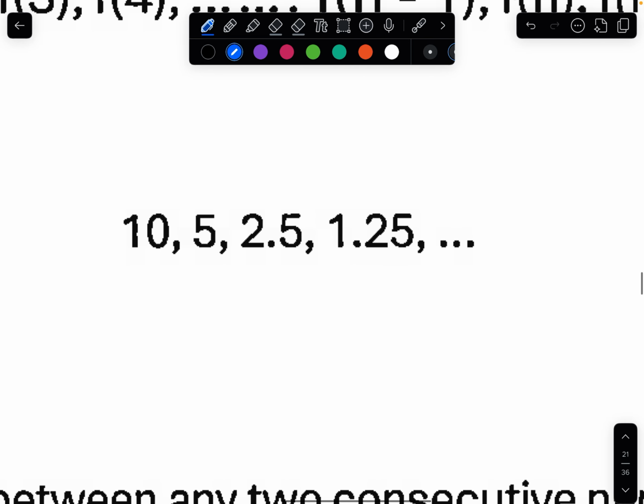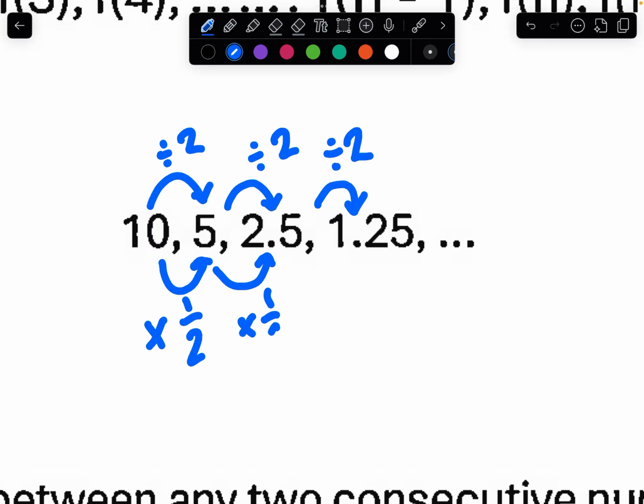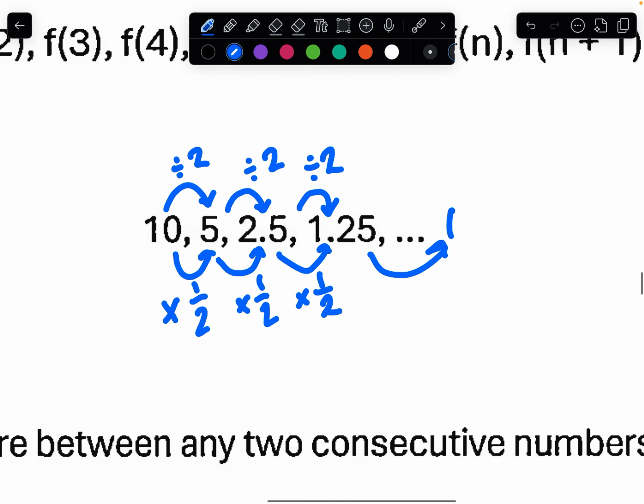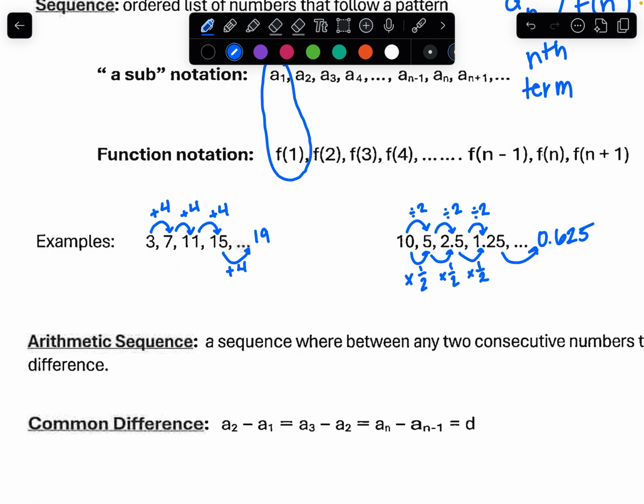Our other list of numbers over here, we see that we are dividing by 2 every single time. Another way to think of dividing by 2 is multiplying by 1/2. The reason I bring that up is that when we talk about a different type of sequence, it'll be very important. But they do the same thing, and so the next term in our sequence, using a calculator, would be 0.625.